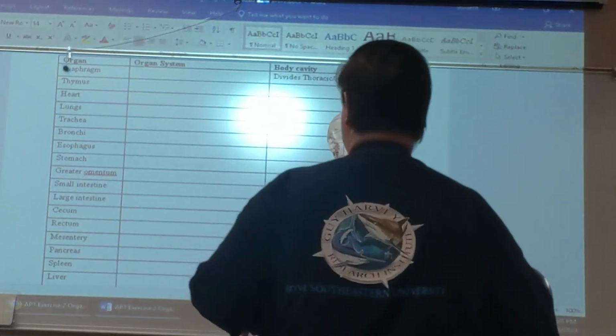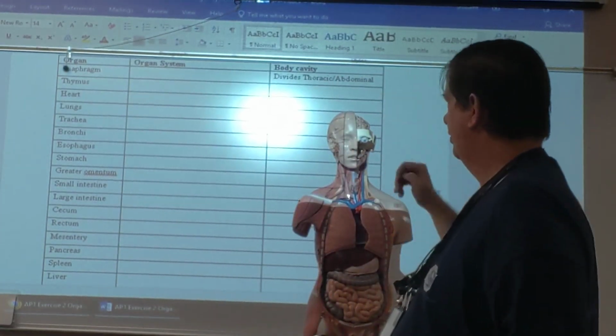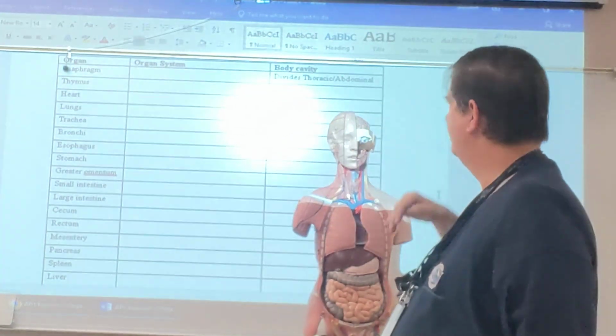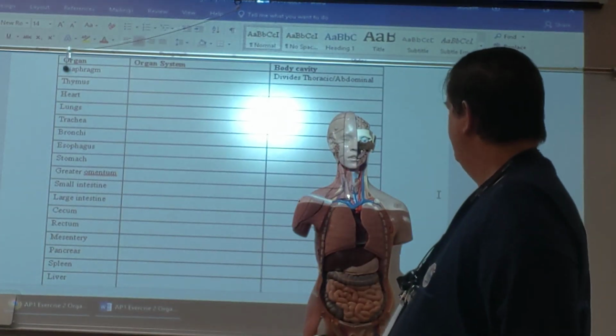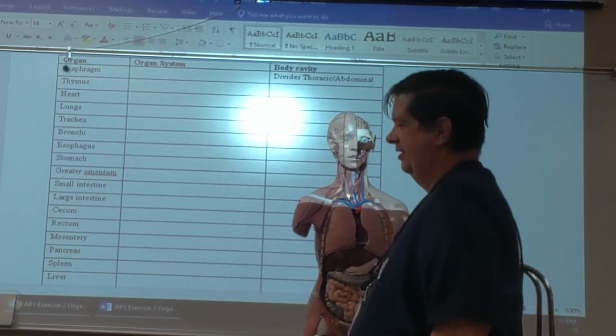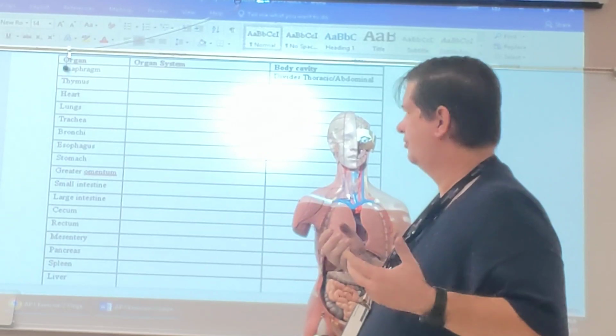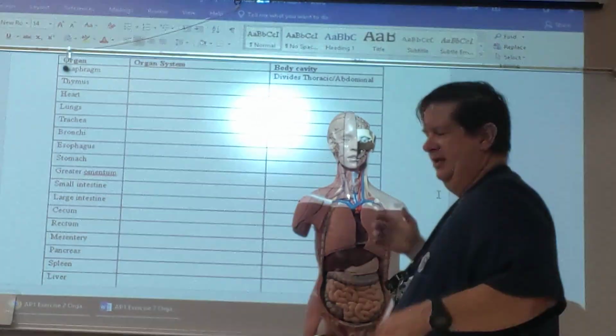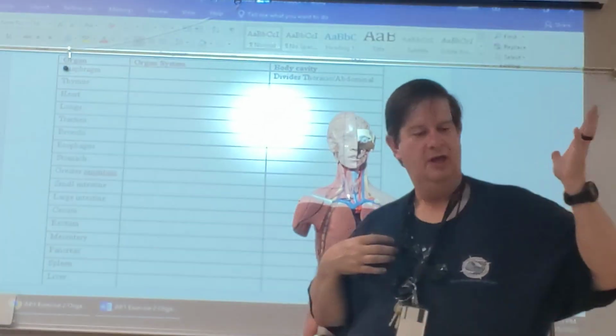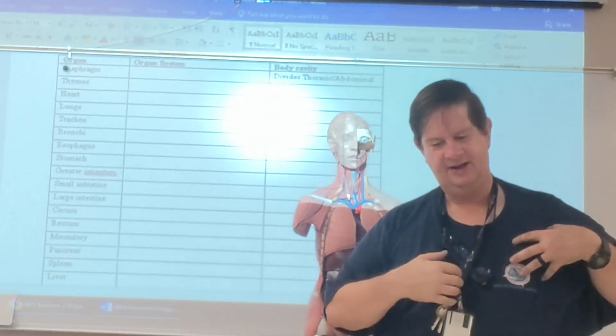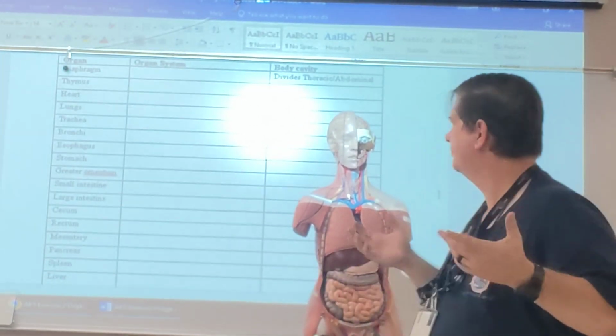Anyway, but heart, circulatory, lungs, respiratory, just like diaphragm is respiratory. And all of that is the thoracic cavity, which is the upper part of the ventral cavity. And inside the thoracic, we have the left pleural cavity, the mediastinum, the right pleural cavity. All right.